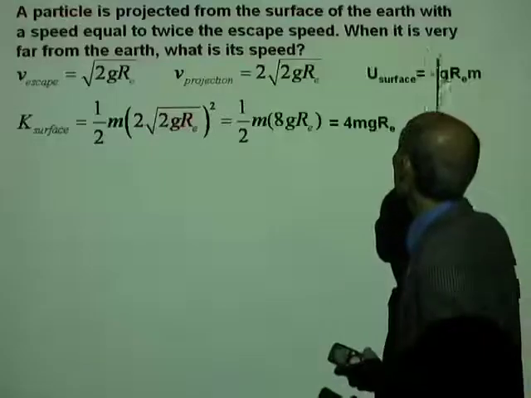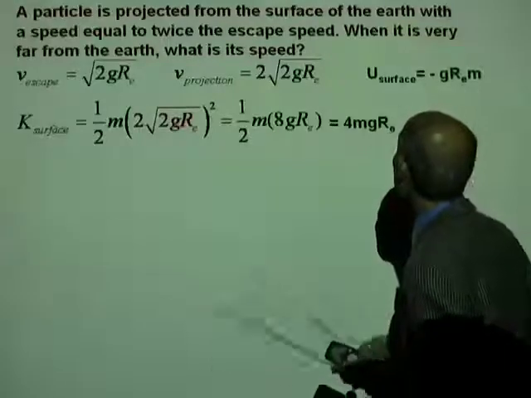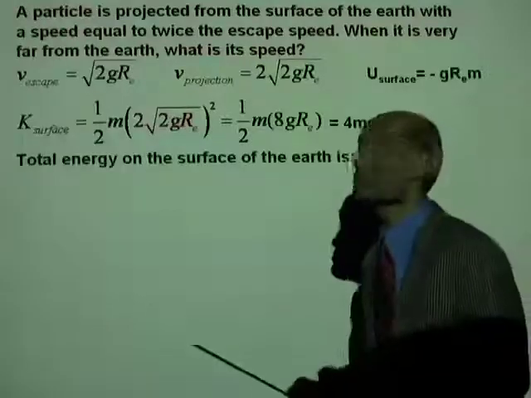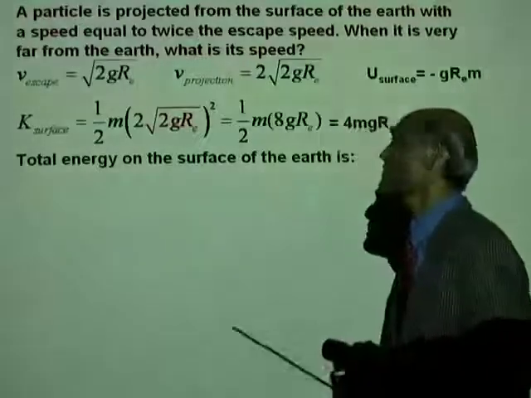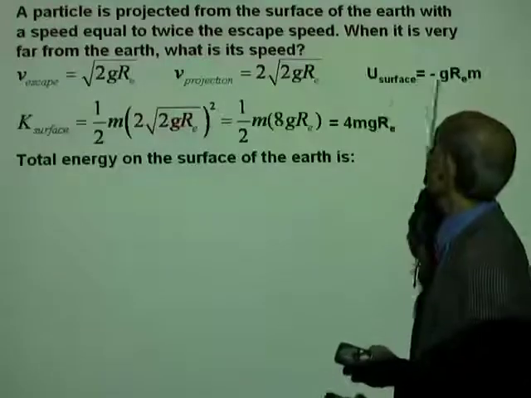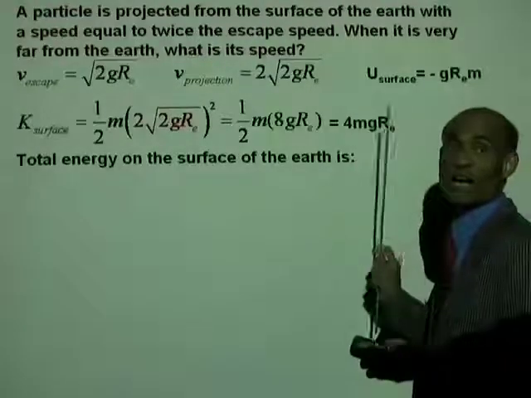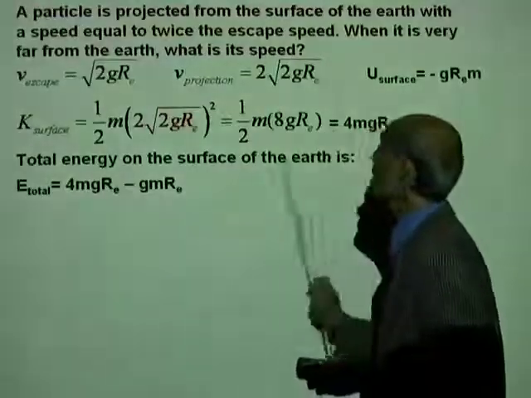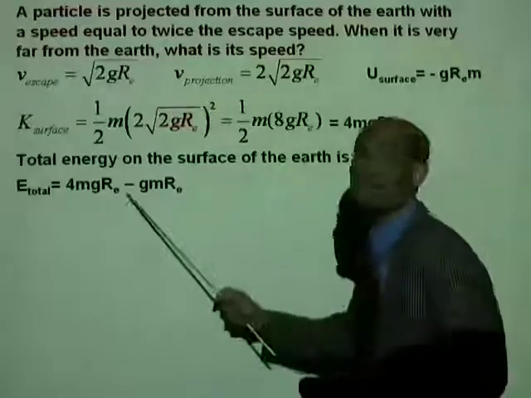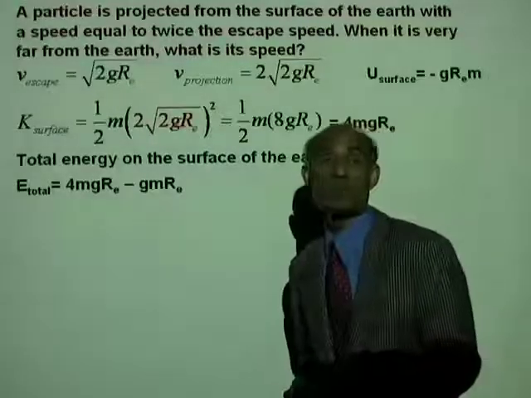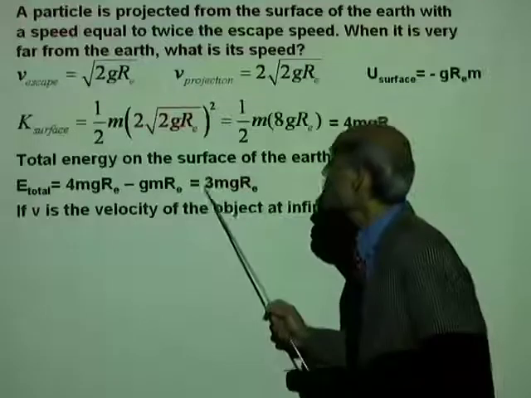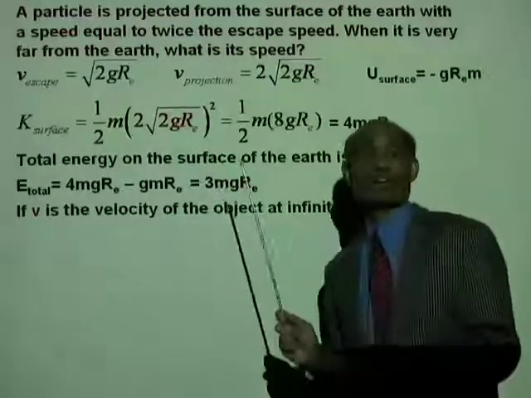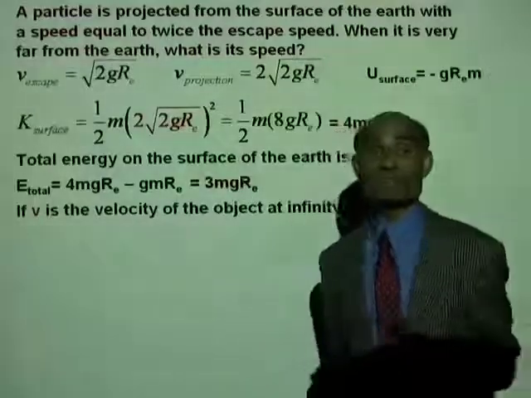So the kinetic energy on the surface of the Earth is 4mGRE, and the potential energy is negative GREM. So what is the total energy on the surface of the Earth? The total energy is the sum of the potential and kinetic energies. That will be 4mGRE added to the potential energy minus GMRE, and that will be 3mGRE. This is the total energy of the object on the surface of the Earth.